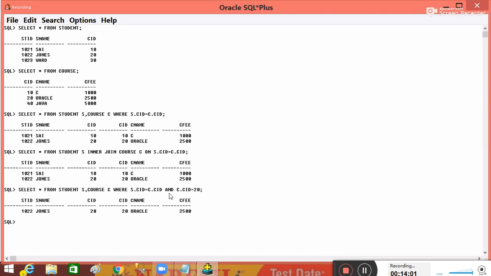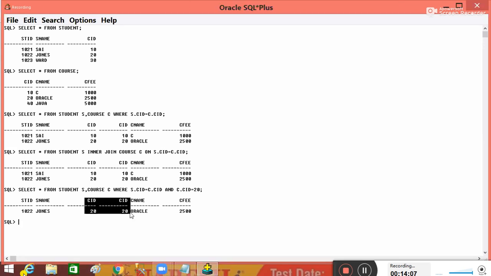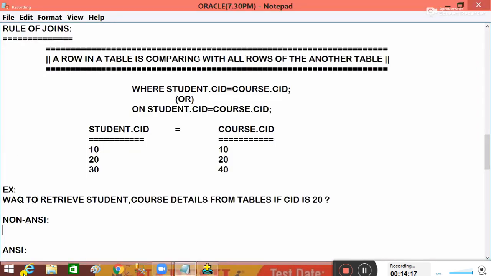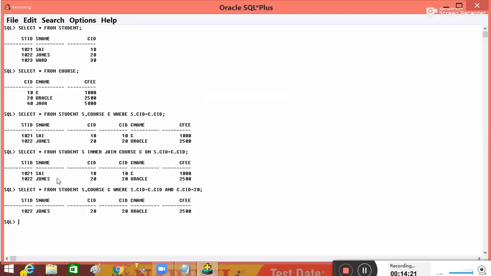When you execute this one, see, that particular 20 only we got. So this is non-ANSI equi-join we are using for this example. But in the same way I can write it in ANSI format. Up to here all matchings are coming out, but when I need a specific matching, then I can write CID is equals to 20.